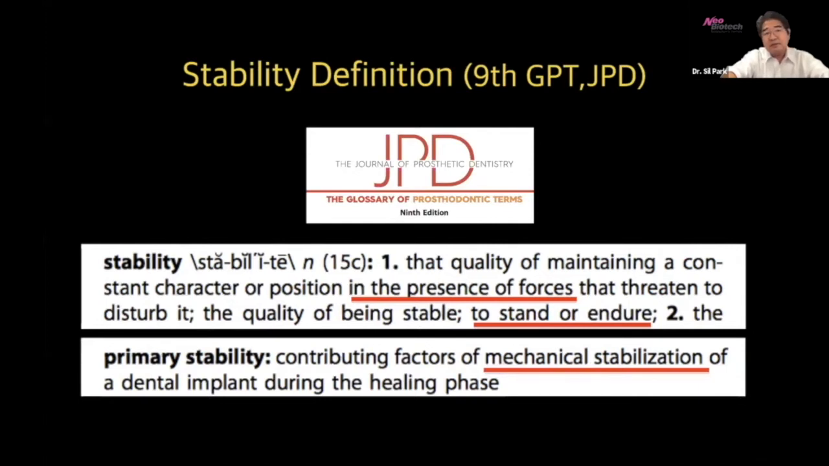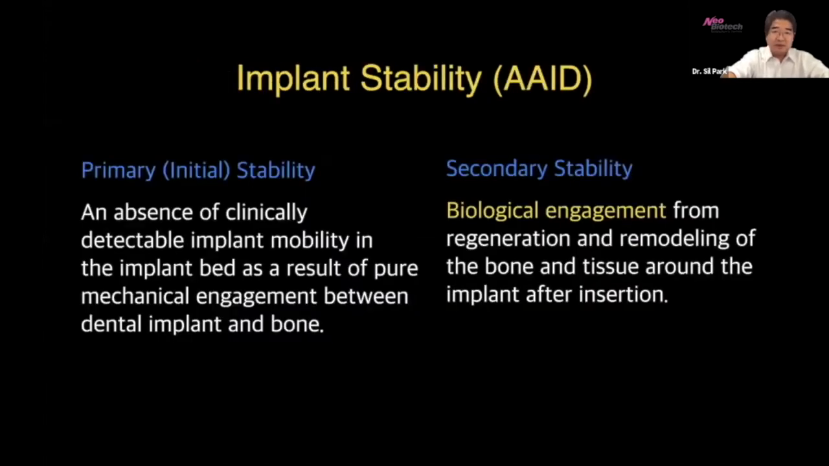Let's take a look at the other definitions. Based on the American Academy of Implant Dentistry, their definition of primary stability is an absence of clinically detectable implant mobility.